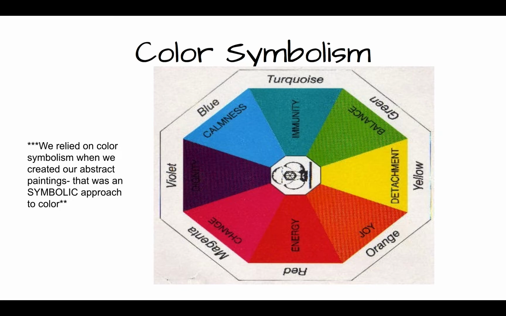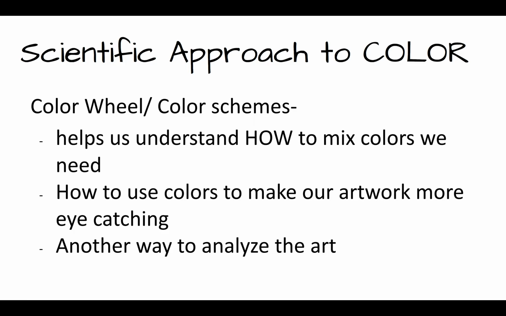Now, we are experts in color symbolism after we did our abstract painting. So we knew that blue meant calm or sad and red meant angry or love. And this is a symbolic approach to color. So for this unit, we're going to shift to a scientific approach to color. So the guy who invented the color wheel, he arranged it in a way that you can always know how to mix the colors that you need.